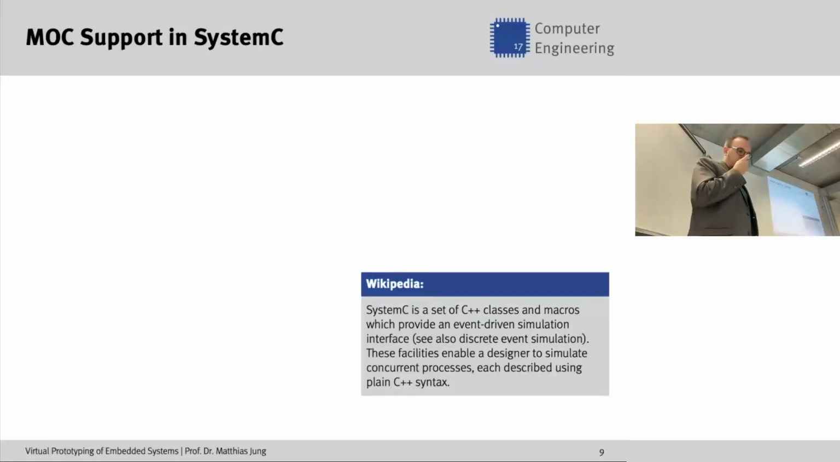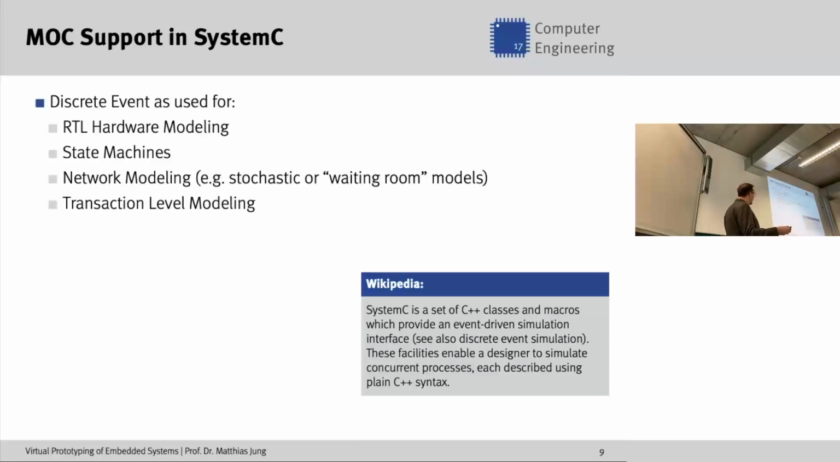I said already many times that System C will be our tool language. And in System C, you can basically model everything. You can do discrete event simulation, similar to Verilog and VHDL. You can model state machines. You can also do some network modeling, queuing models or whatever. And this is very special in System C, I think no other language has that: transaction level modeling, which is very powerful.